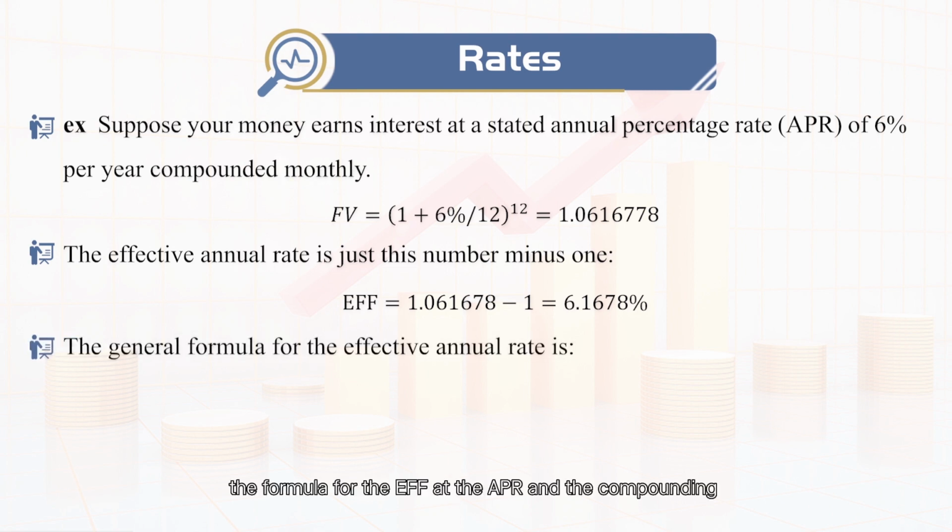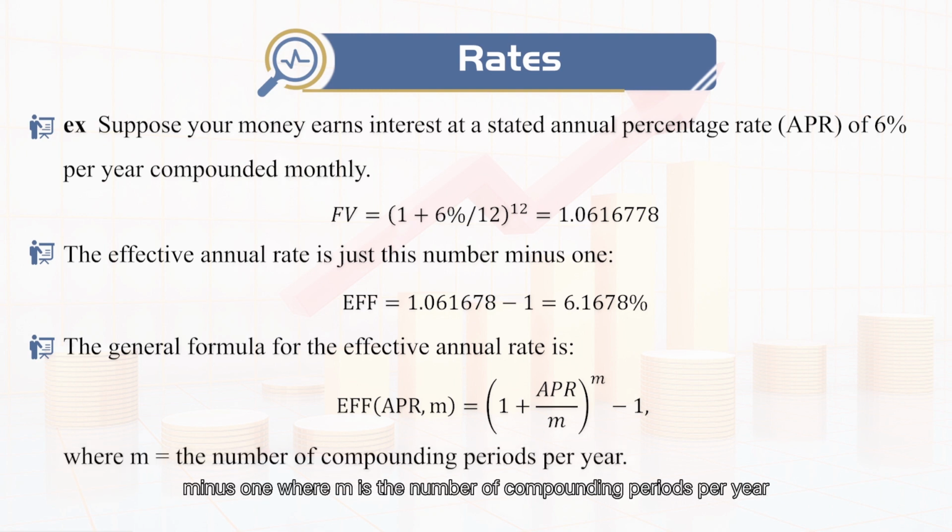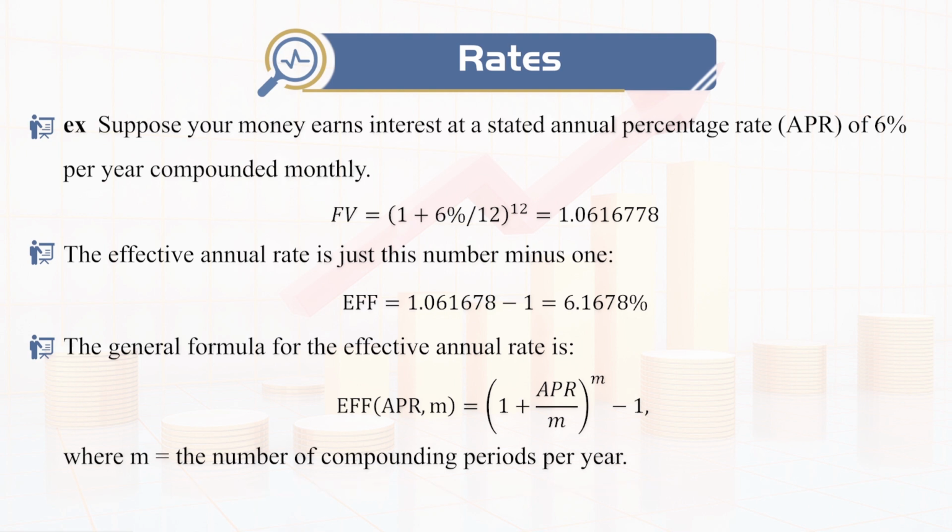In general, the formula for the EFF, given the APR and the compounding frequency M, is equal to (1 plus APR over M) to the Mth, minus 1, where M is the number of compounding periods per year.